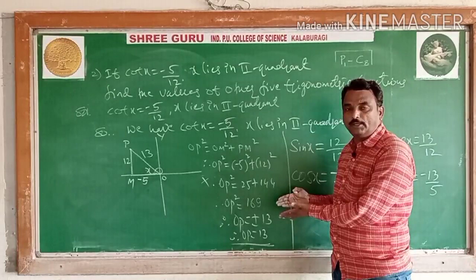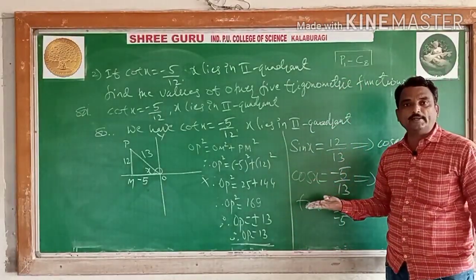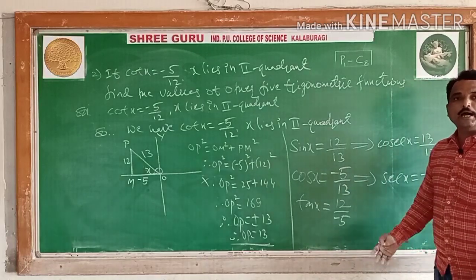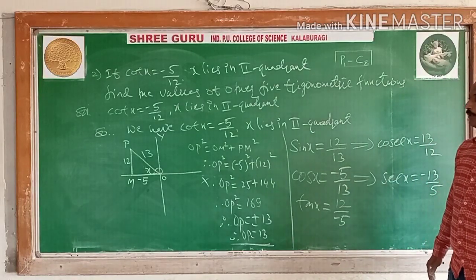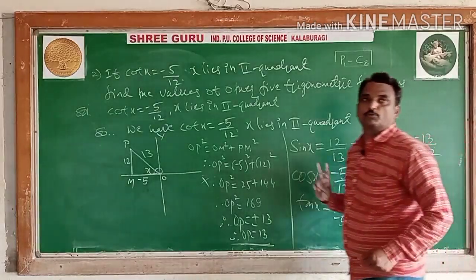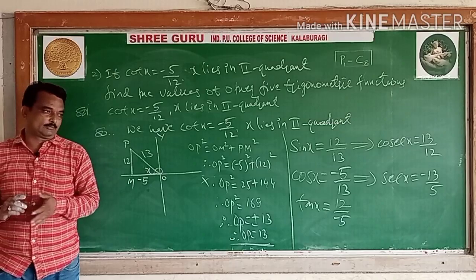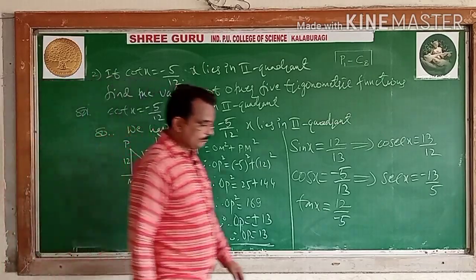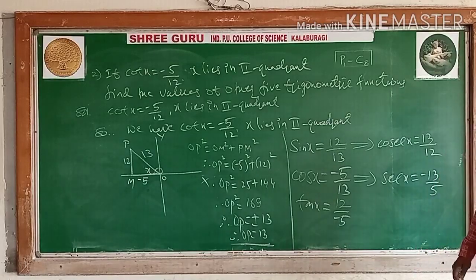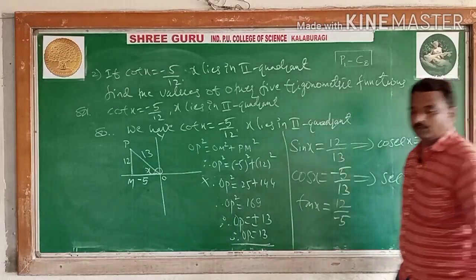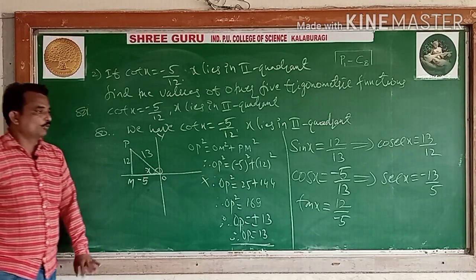The second method is simple. You may go through this one, either by calculating using the identity. So this is about the sign of the trigonometric functions. Two examples we have calculated today, students.